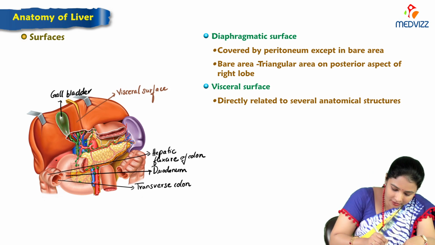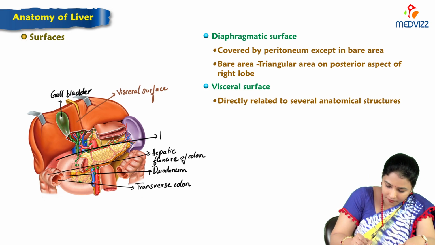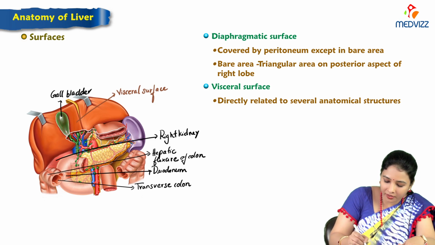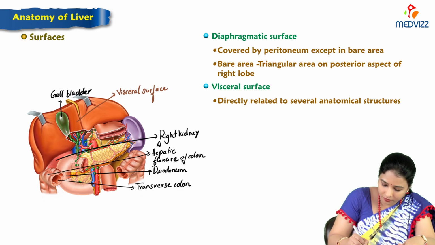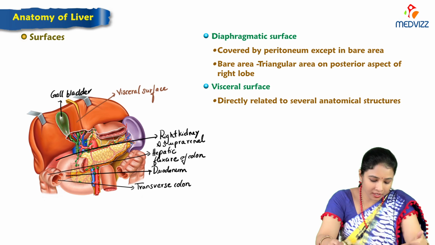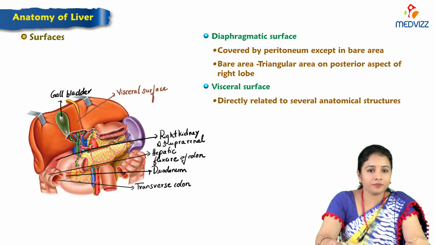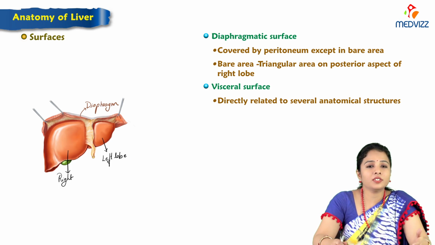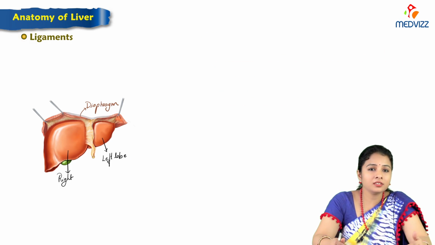So this is the right kidney along with its suprarenal gland. And so these are the visceral relations of the liver. So that is the relations of liver on the visceral surface. So next we will talk about the ligaments.